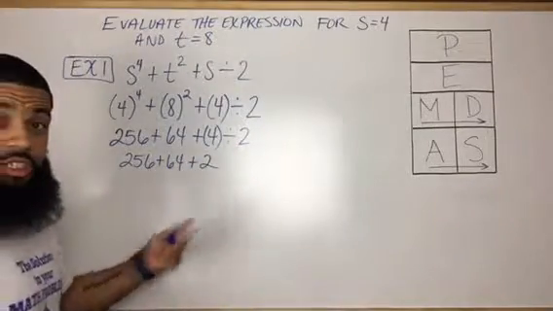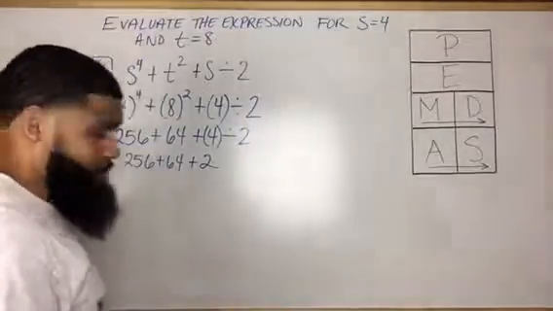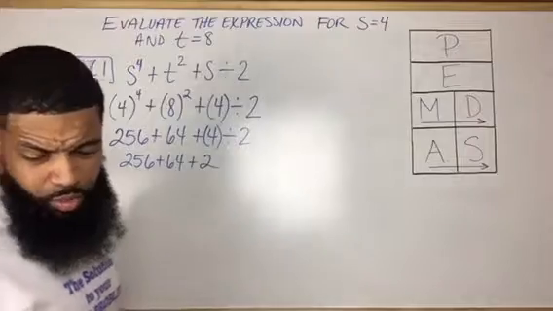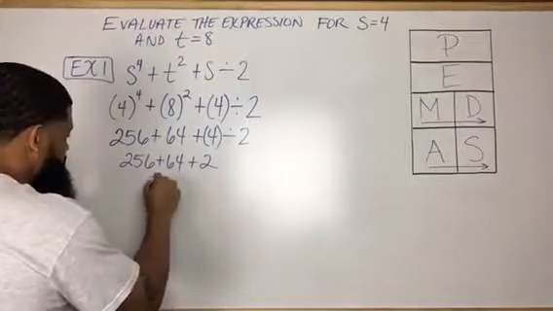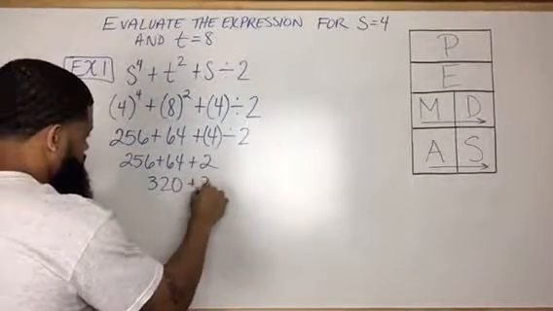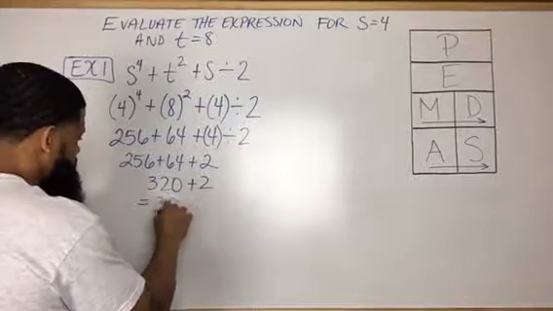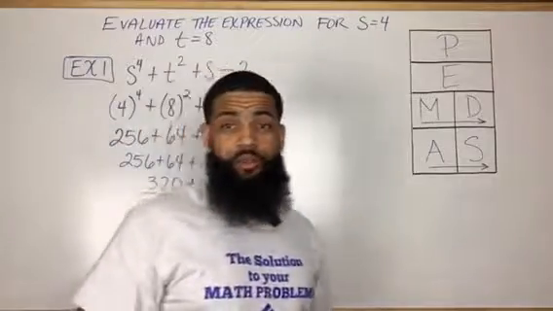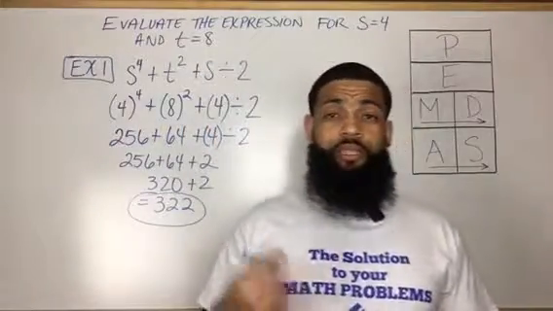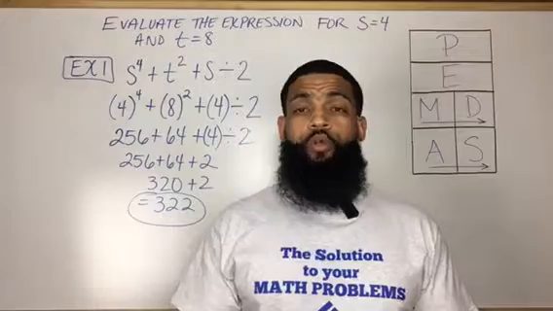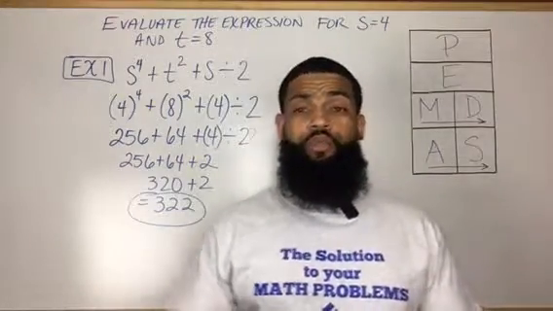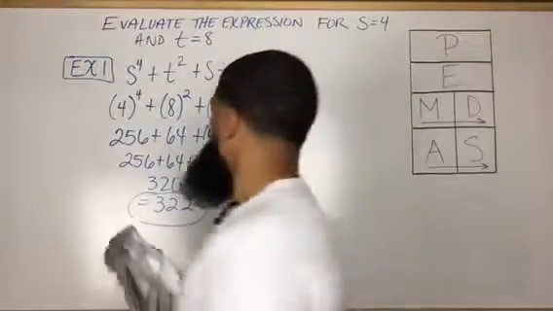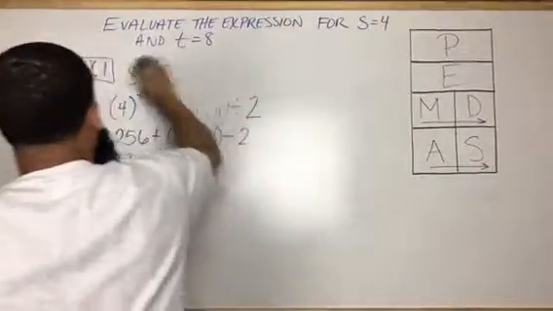Now, I have addition and addition. So, we're just going to go from left to right. So 256 plus 64 is going to be 320 plus 2, which gives me 322 as my final answer. Okay, so the first thing I did was I substituted each variable with the value that they've given me, and then I used order of operations. All right, let's erase this one and get another good example in here.